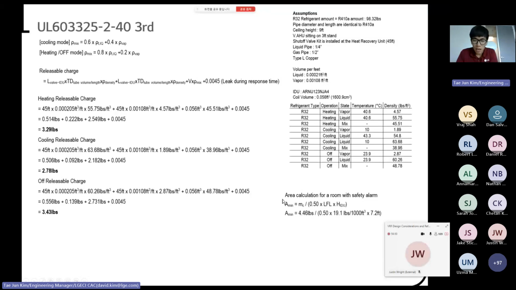And I use the minimum area formula that is listed in the UL to calculate the minimum square feet that I can have using this system. And it turns out to be 64.9 square feet. Okay, so according to the third edition, the minimum area that I can have is 64.9 square feet, which is really, really small, which means it's good for us.